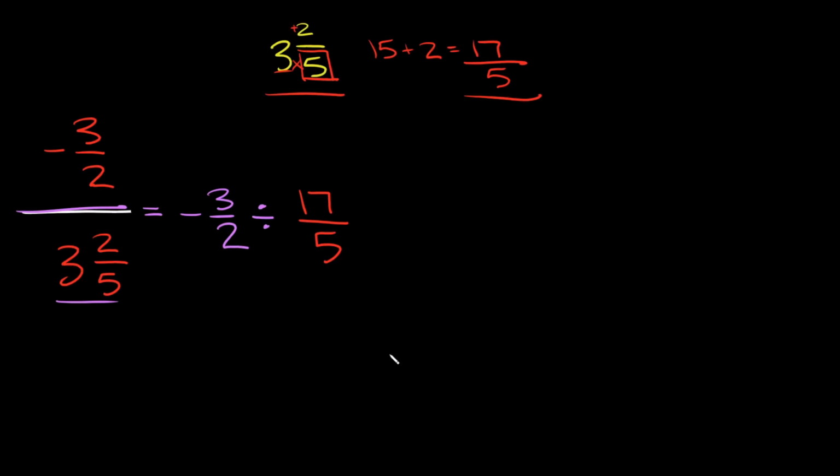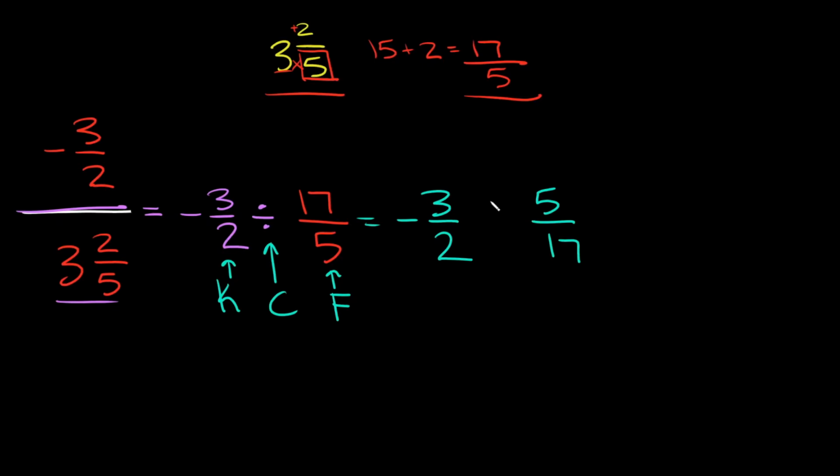So again, we're going to apply KFC. So we're going to keep this first one. So negative 3 over 2 stays as negative 3 over 2. Then we're going to flip this second fraction. So 17 over 5 is now going to be 5 over 17. And then we're going to change our sign from division to multiplication. Okay, now we have negative 3 over 2 times 5 over 17.